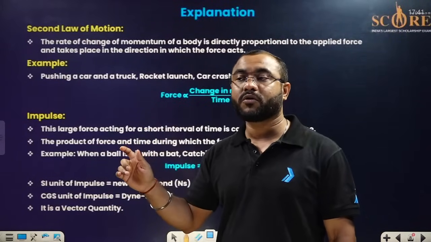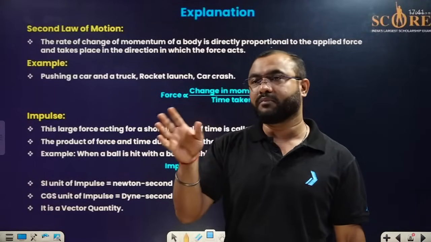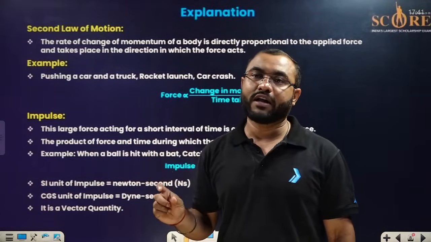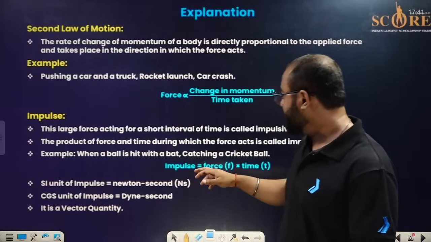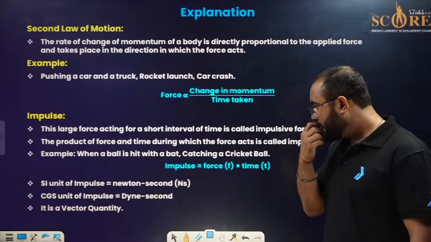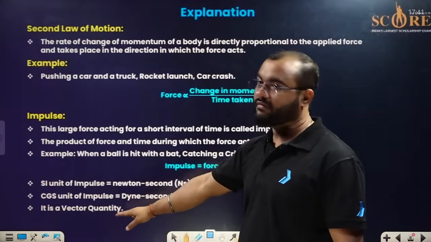Still, a large amount of force is transferred from the bat to the ball, and the ball acts according to the force that has been applied. Getting my point? That is called impulse, everyone. So impulse is equal to force into time. In simple words, the SI unit is Newton second, the CGS unit is dyne second, and it is a vector quantity.